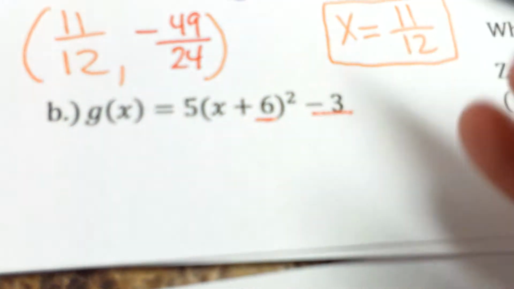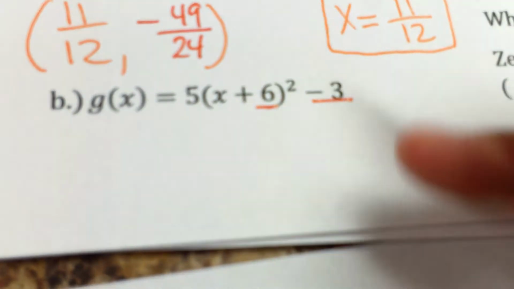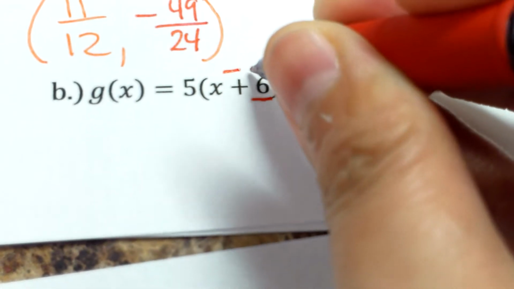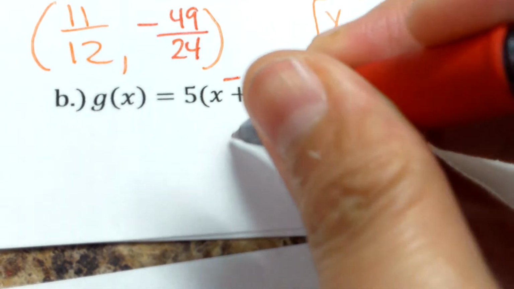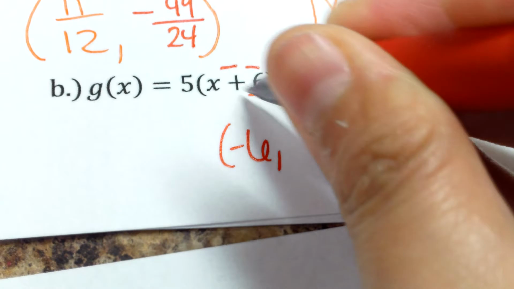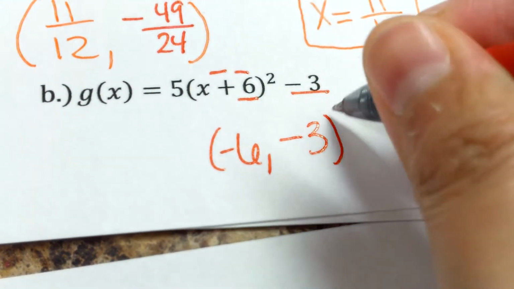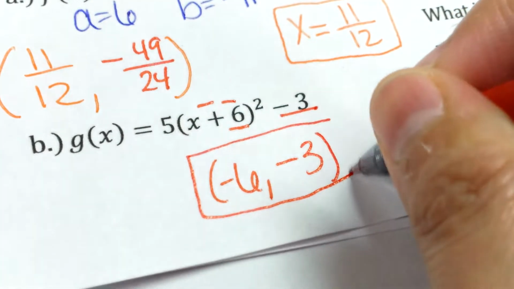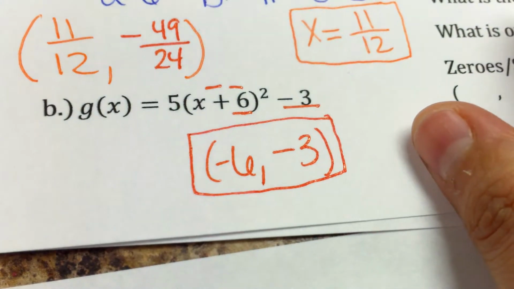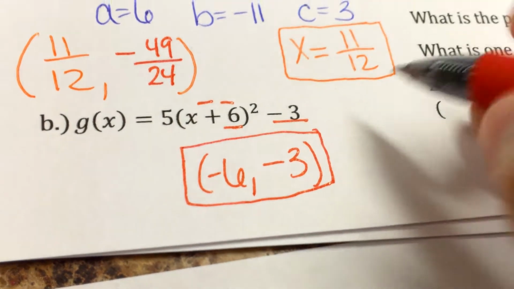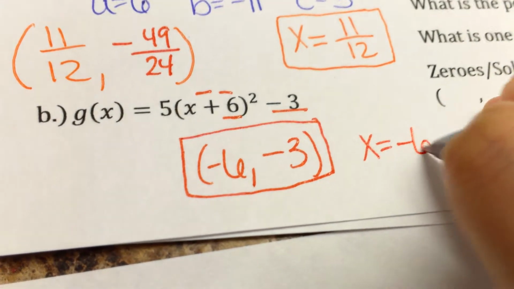This one you have to change the sign because actually the formula is x minus and then the number is negative 6. So it will end up being negative 6, the opposite of the plus. And bring this down. That one does not change. And that's your vertex. Now your axis of symmetry is your x value, so it's just that one, x equals -6.